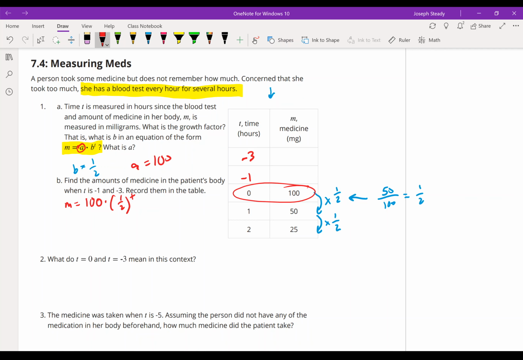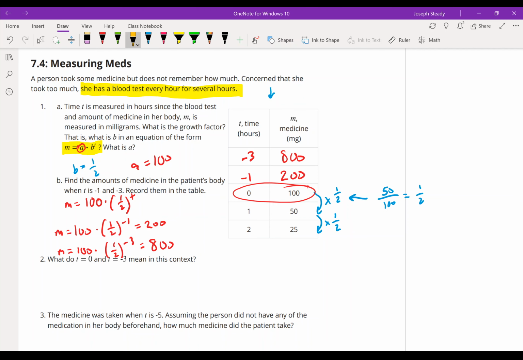So first of all, when t is -1, we can just use our equation to find that number. You can throw that into your calculator or do this on Desmos, and you will see that comes out to 200 milligrams. We can do the same thing for when t is -3. Plug in -3 for that t value, and that will give us, in this case, 800.